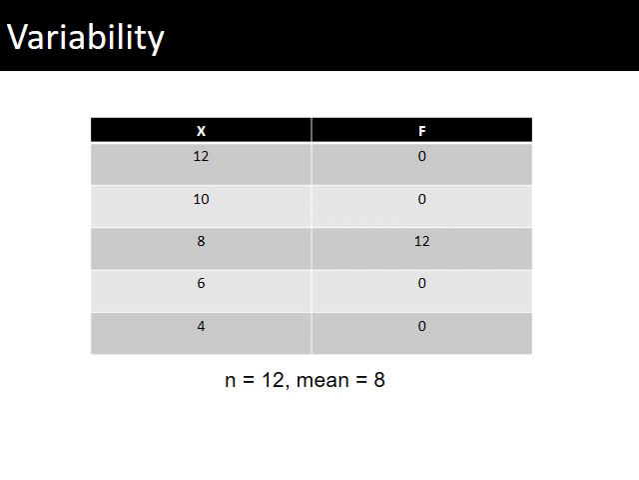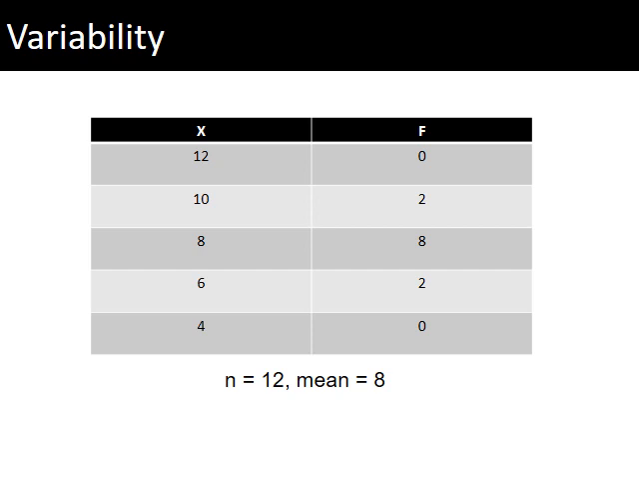Now let's fulfill the same criteria of n equals 12 and mean equals 8 and introduce a little bit of variability. Okay, so now we've still got an n equals 12. We sum all the numbers in the frequency column. Still end up with 12 scores and still end up with a mean of 8. But now I've got 2 10s, 2 6s, and 8 8s. So now we're starting to get a little bit of variability there. Not all the scores are exactly the same.